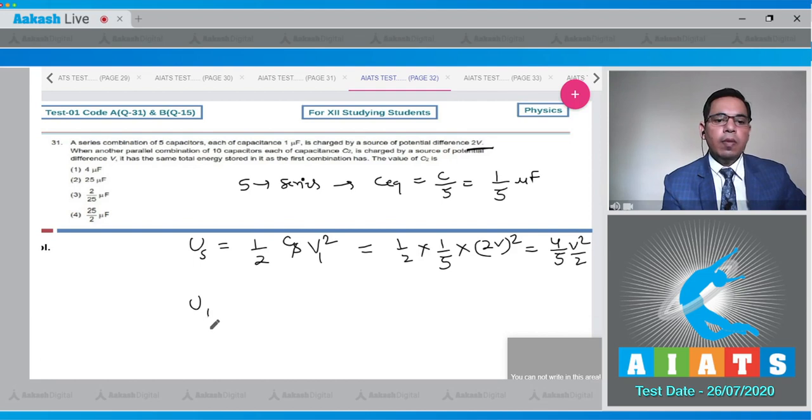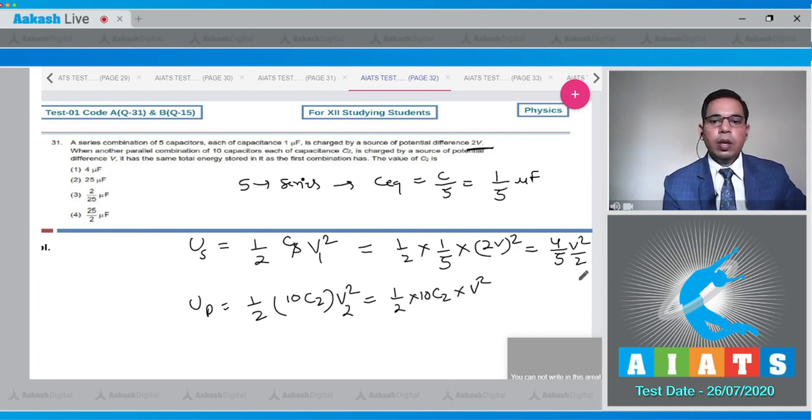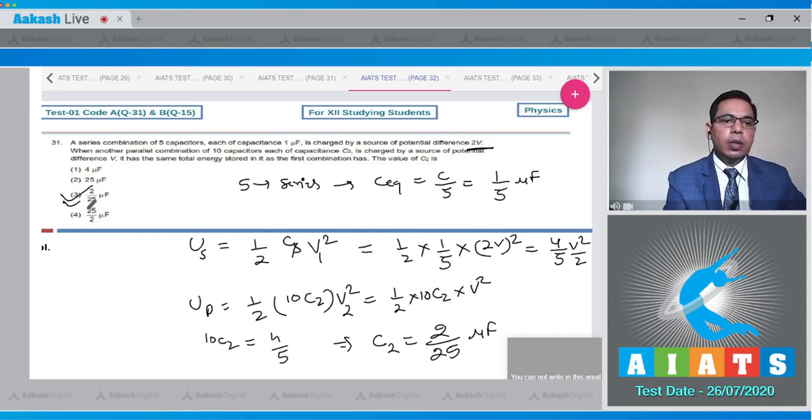Now U parallel will be equal to half into C equivalent, that will be 10C2, into V square, and here V2 is given as V, so this will be half into 10C2 into V square. Now equating these two, we will get 10C2 equal to 4 upon 5, and here we can find out C2 as 2 upon 25 microfarad. Now which option will be correct? Option number 3 will be the correct answer.